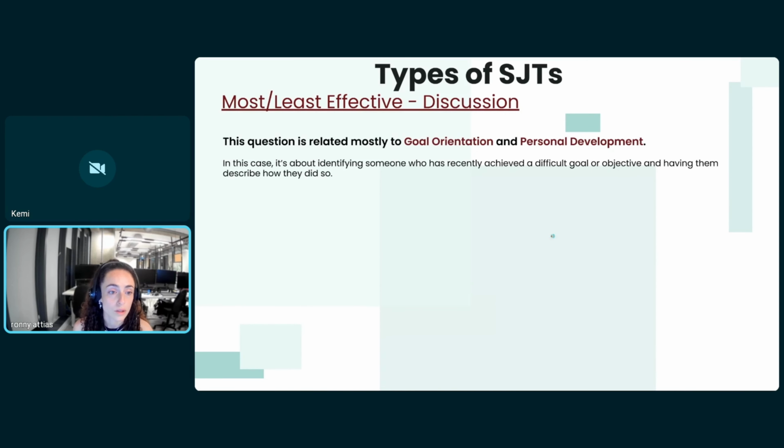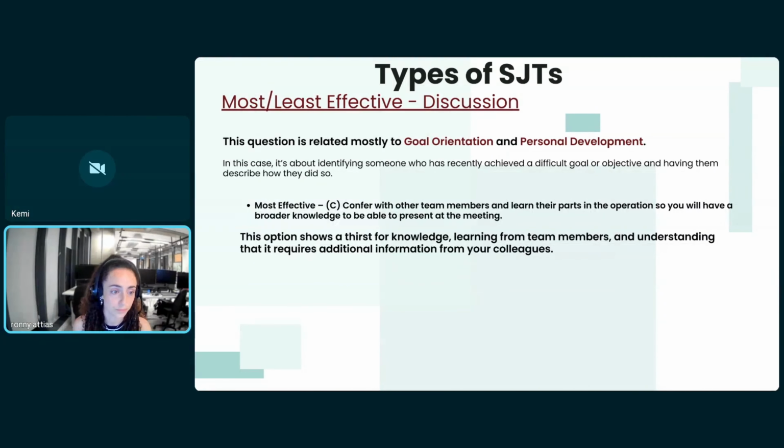So, why? This question is related mostly to goal orientation and personal development. In this case, it's about identifying someone else who has achieved certain goals and objectives and trying to learn from them. So you are taking this opportunity to learn from your team members and deepen your understanding and your knowledge. Again, the most effective was, of course, the third option.